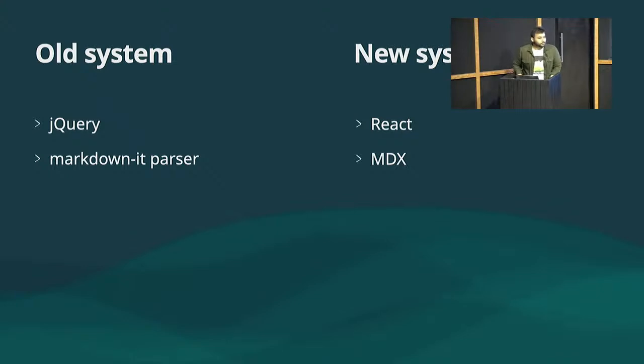I won't be going into much detail about the old system, but this is just an overview. In the old system, we were using jQuery, and while it is great, we wanted to move to React so that both the developers' experience as well as their speed could be increased. As for the content, it is written in Markdown, and we were using a library called Markdown.net to convert the Markdown into HTML. Instead of that library, we wanted to move to something called MDX, which we'll look into a bit later.